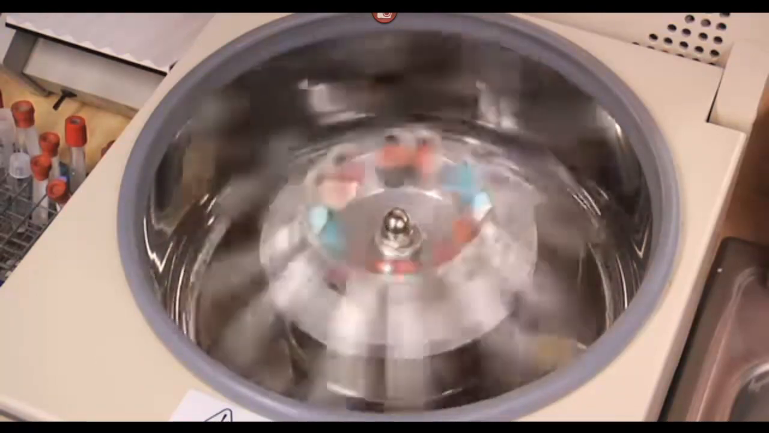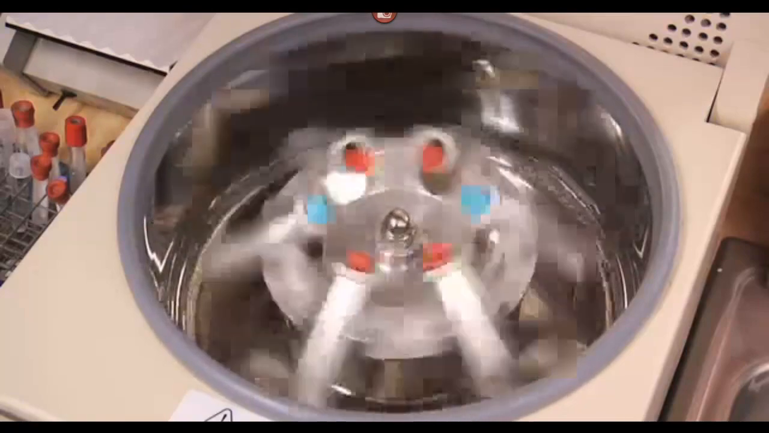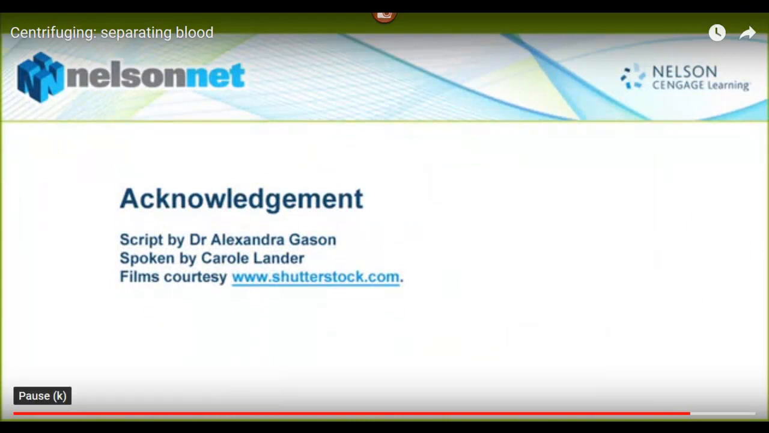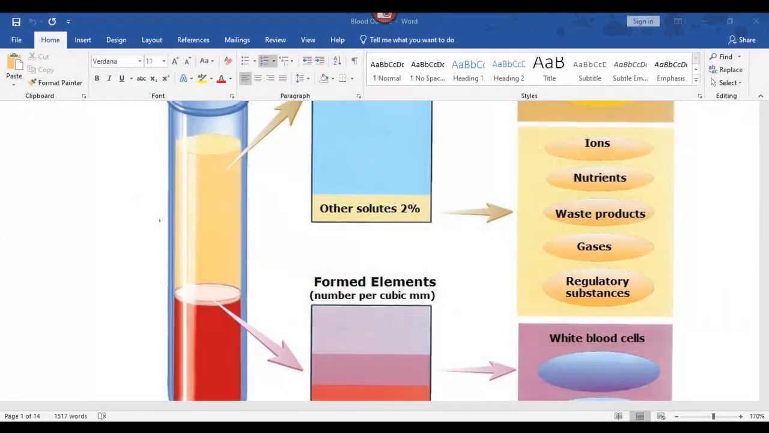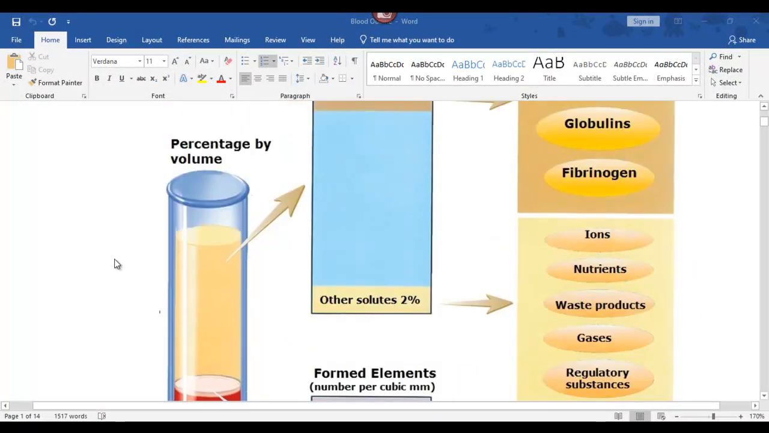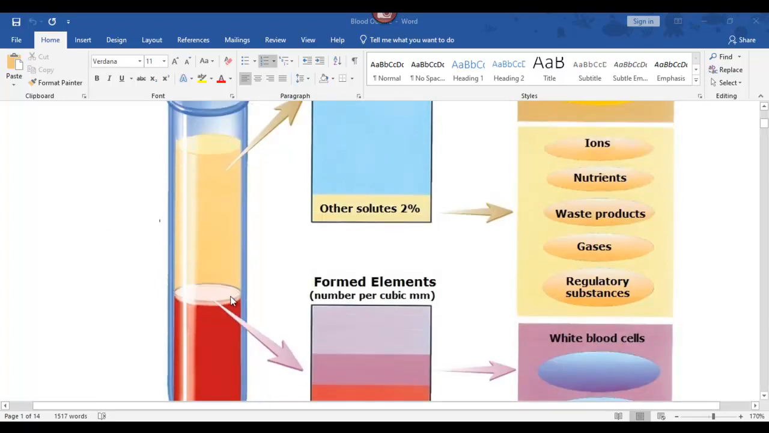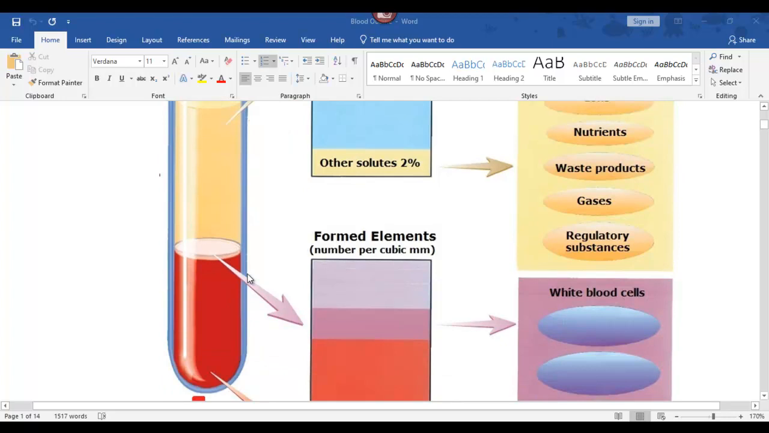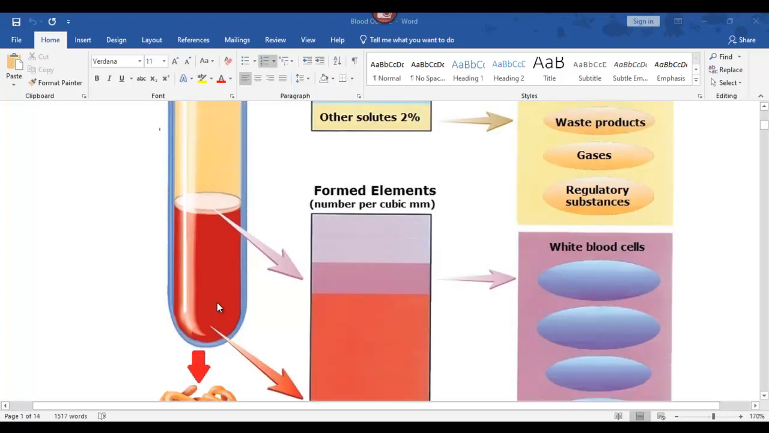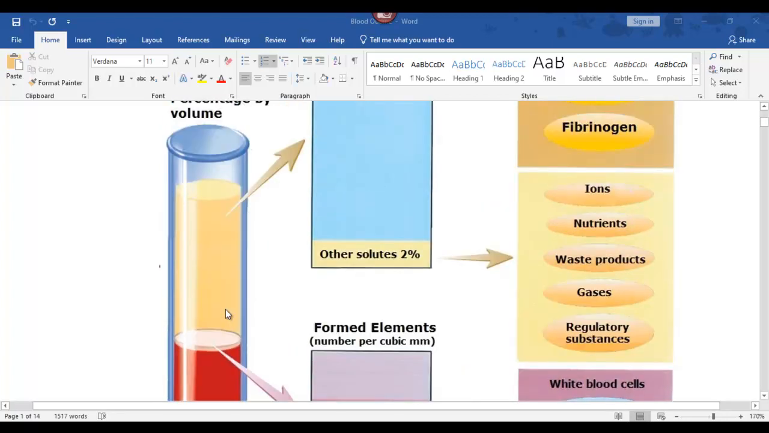And then it's going to separate the components of blood, so then you can view the plasma, the buffy coat, and the red cells at the bottom. So you saw in that video, the little machine spins it around. What ends up happening is the plasma ends up on top. This little white layer represents all of the white blood cells, and then the red is the red blood cells. Now these are called the formed elements, and I'll give you these percentages here in a second.